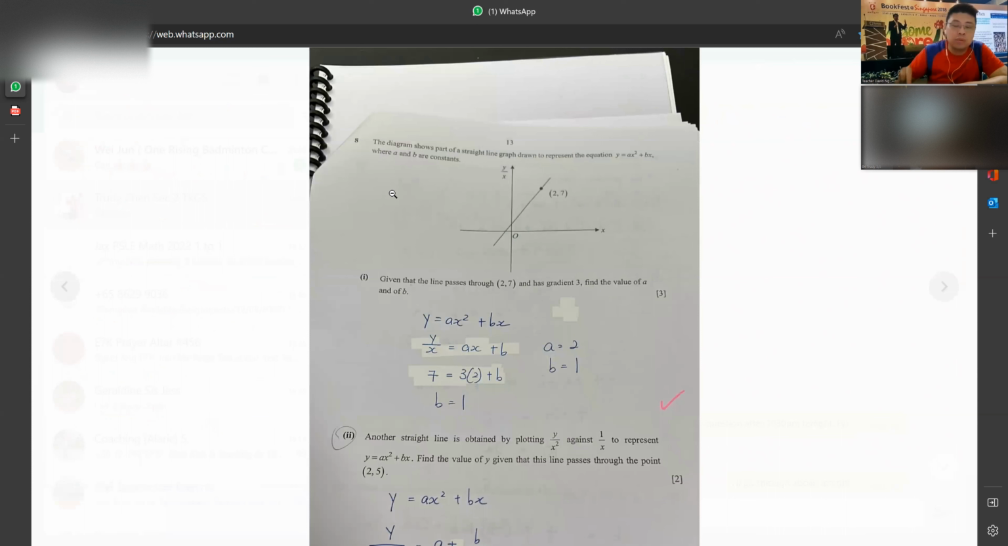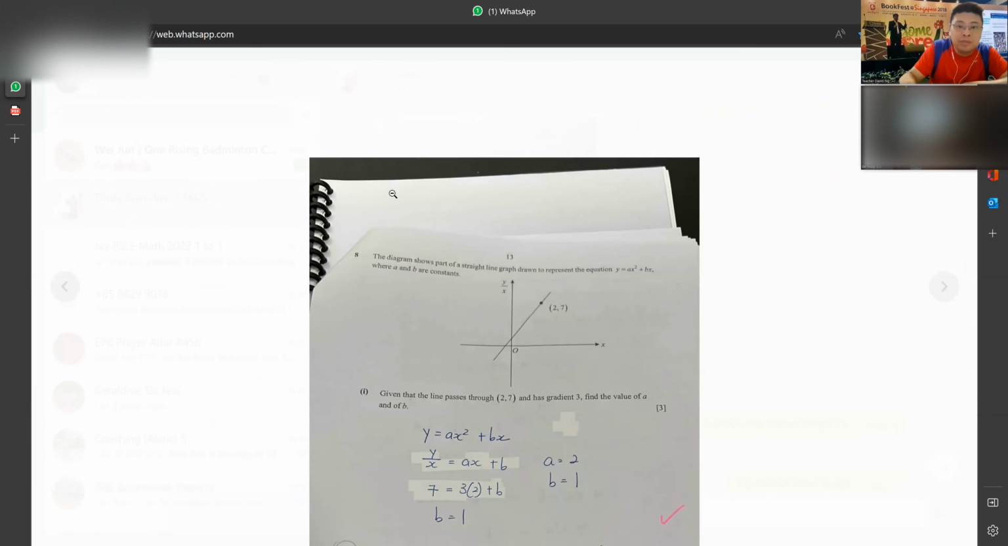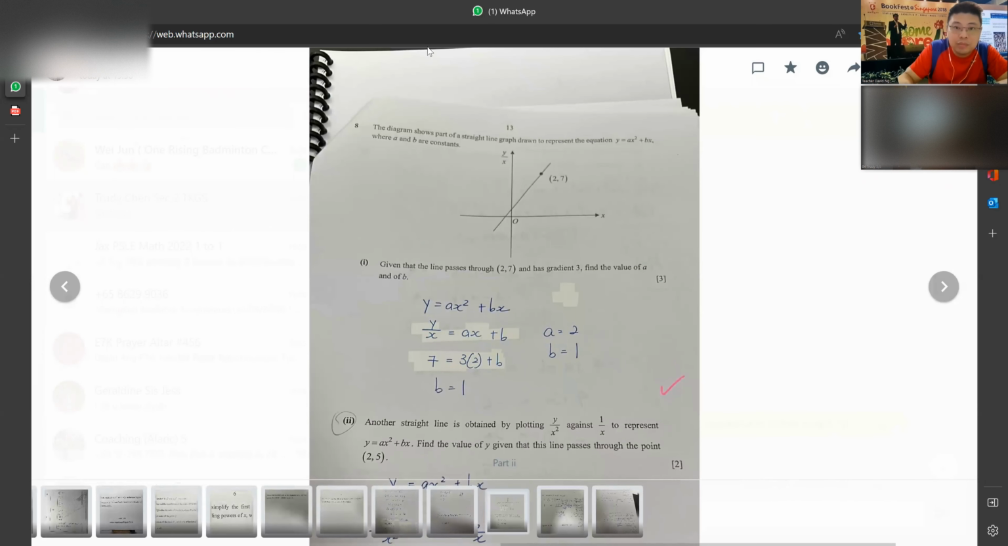Okay, this fellow here. Here there's an error. A is not 2. A is 3. I think I wrote wrongly. Very careless. In the exam, your marker will circle and minus 1 or minus 2. You actually know how to do, but you are careless. Then when you mark, you also going to put a tick when this is wrong.